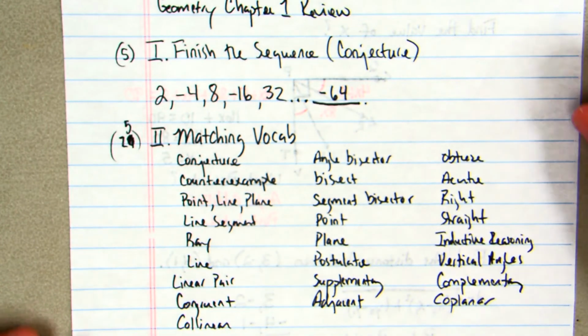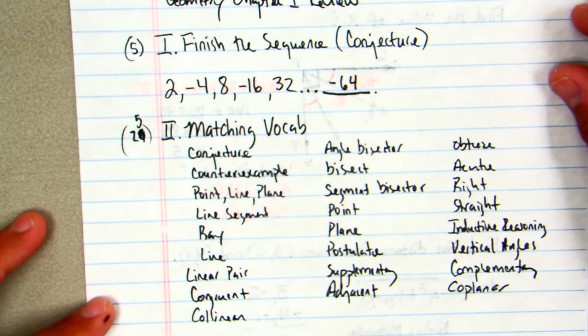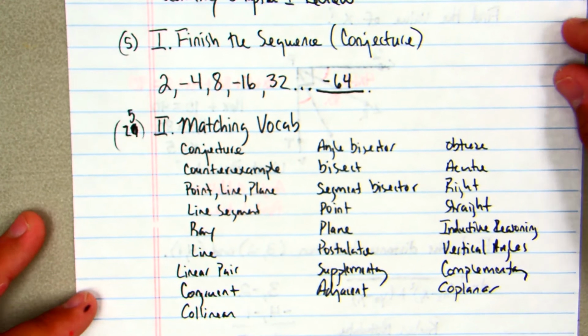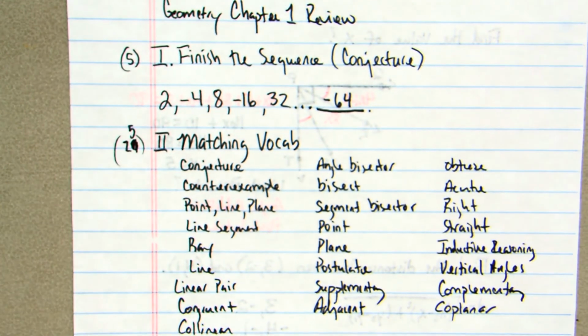Okay, this will be our first geometry test of the year. It's on Geometry Chapter 1 review. It's basically the same things we went over in class if you were there today. First is a finish the sequence problem.